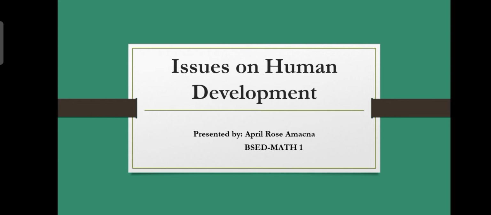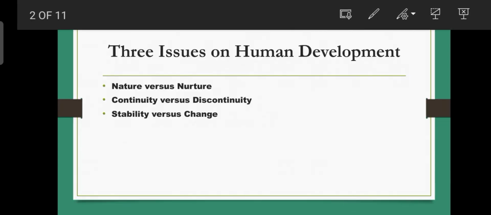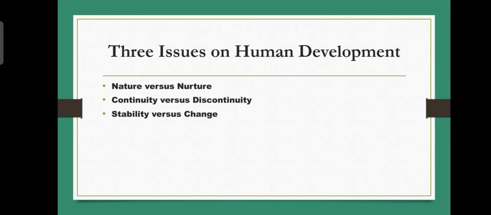As children go through their different stages of life, they approach learning in different ways. When an educator has an intricate understanding of human development, they can use that understanding to make assessments about the behaviors of children in the classroom. So there are three issues in human development. First one is nature versus nurture, continuity versus discontinuity, and stability versus change.